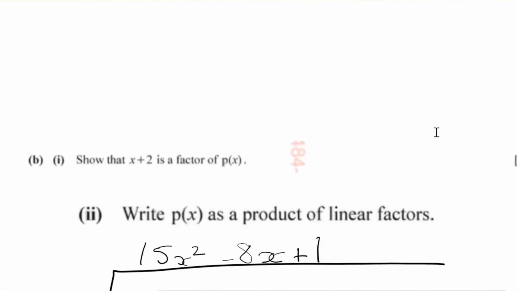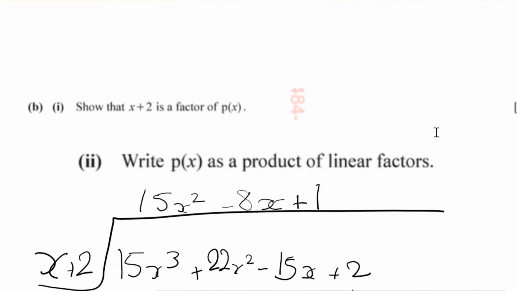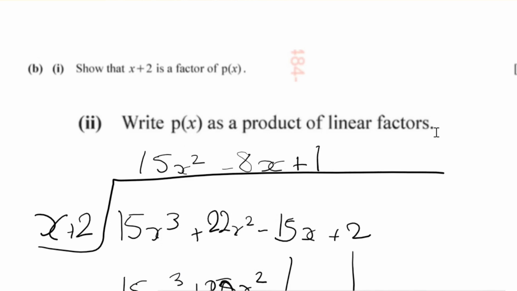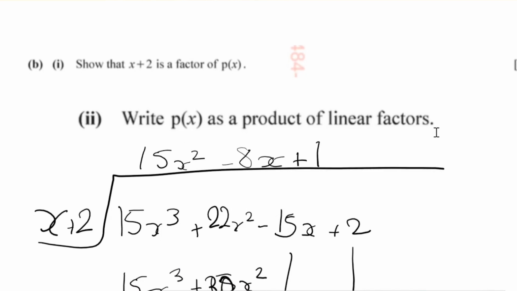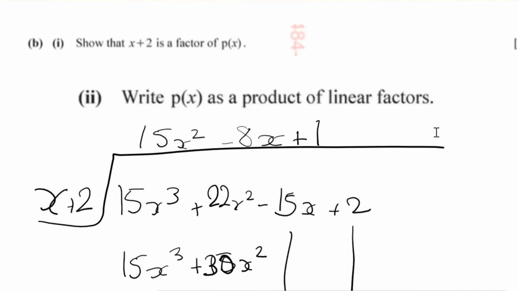The second question says show that x plus 2 is a factor of p of x and write p of x as a product of linear factors. What linear factors basically means is that you need to write all the factors of the function. So first let's solve the first part of the question, which is showing x plus 2 is a factor. You just divide p of x by x plus 2, the same steps that we did in the last sum, and then you will get 0. And the quotient is a quadratic equation, we can see. So the next two factors will be in the quotient.